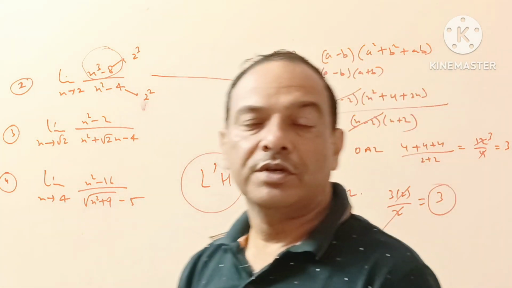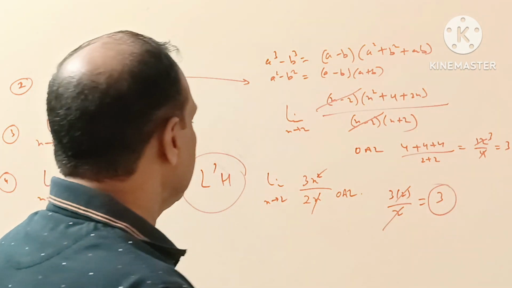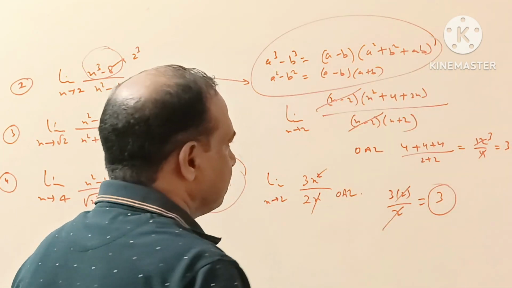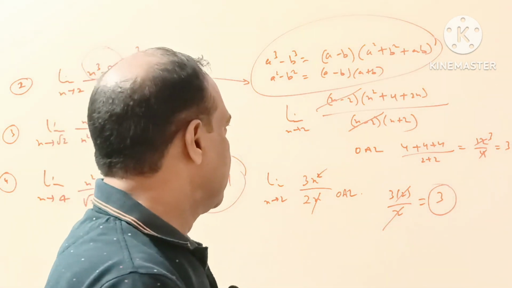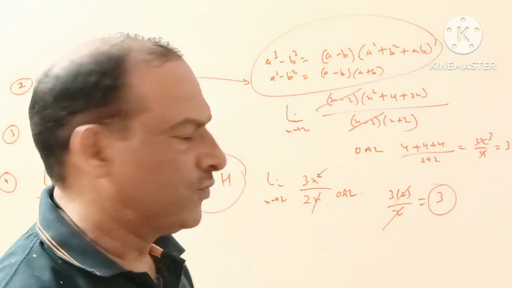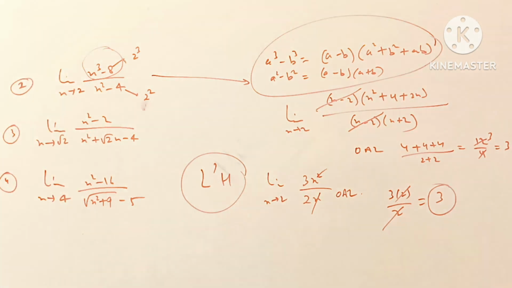There is no need to recall, or to look into the books, where the formula for a cube minus b cube is. Although it will be given in your examination that this formula can be used, the main thing is that there is no need to use the formula. This is the beauty of the L'Hospital rule. Let's go into some other questions.